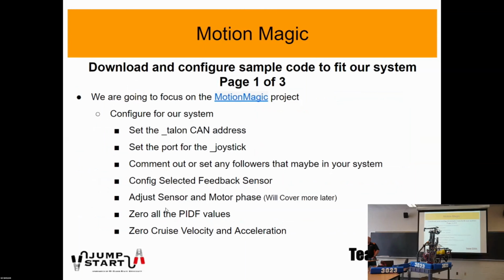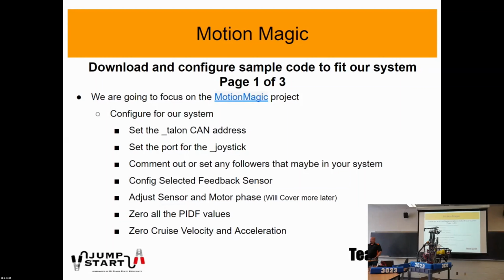So when we go into the sample code, we're going to look at where to set the CAN ID, because in the sample code, it's not set up for your robot. So there are some tweaks that you're going to have to do to make it match your robot you have in front of you. So we'll set the CAN address, the joystick address. We'll comment out any followers that may be in your system or may not be in your system. We'll configure the feedback sensor. It is configured by default for the magnetic encoder, but today we're using an analog potentiometer.